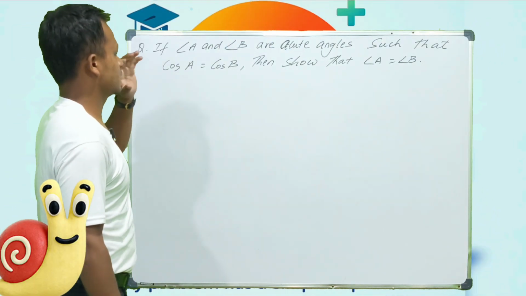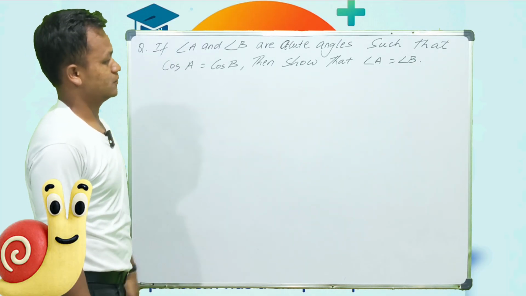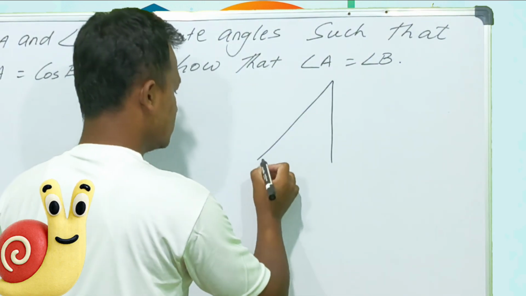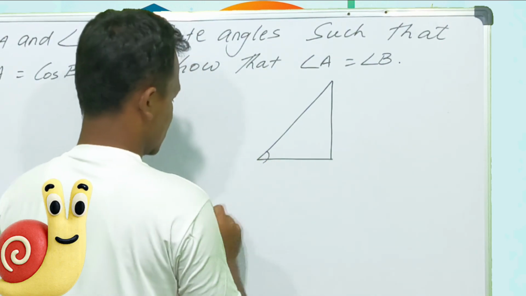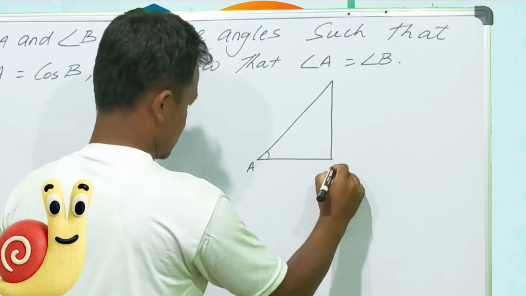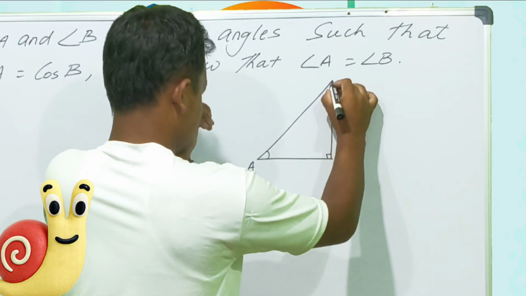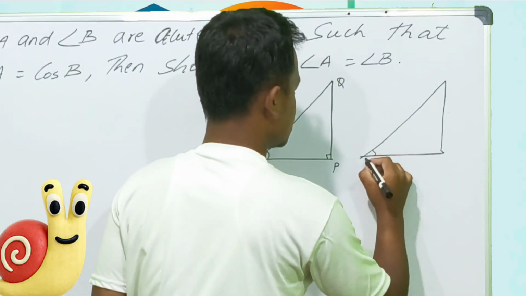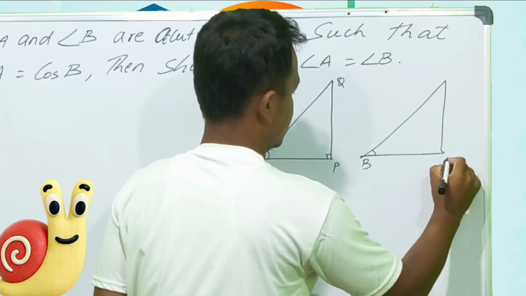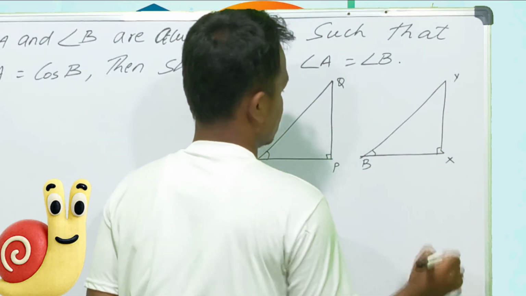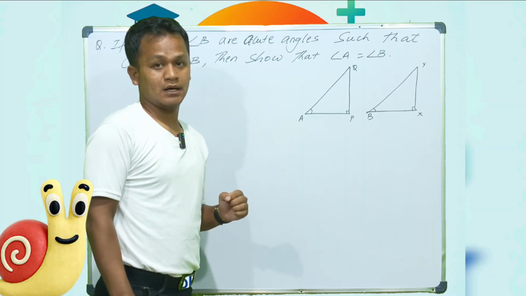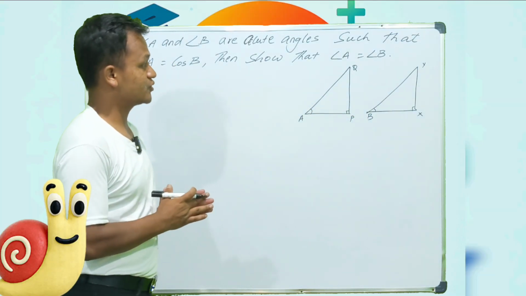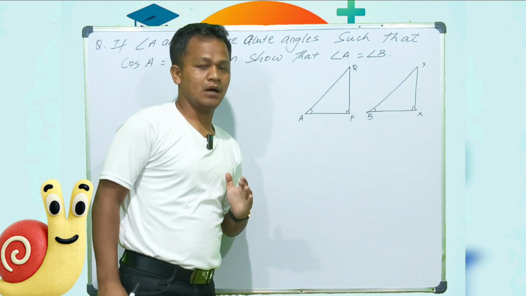Okay, first let us sketch a figure of this question so that we can get a better understanding of the question. So suppose we have two right angle triangles, and this acute angle let us consider to be angle A, and let us write this point as point P and this as point Q. And the other triangle, let us consider that this acute angle is angle B, and this, let's say, XY. So we have two right angle triangles where angle A and angle B are acute angles. So what we have to show? We have to show that angle A and angle B are equal.